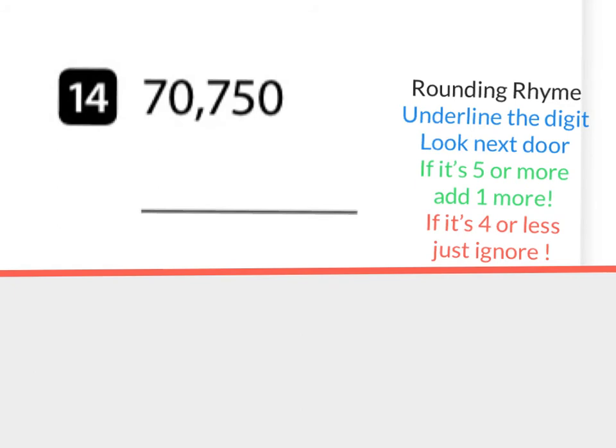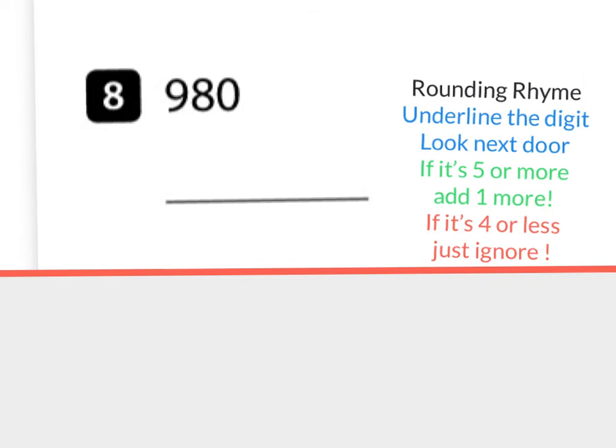Now we have 70,750 rounded to the nearest thousands place, so we'll underline the thousands place and circle the digit to the right. The 7 is 5 or more, so we're going to add one more to the underlined digit, which will be a 1. All the digits that are circled and to the right of that will turn to a 0, and all the digits to the left of the underlined digit will remain the same. 70,750 rounded to the nearest thousands place would be 71,000.